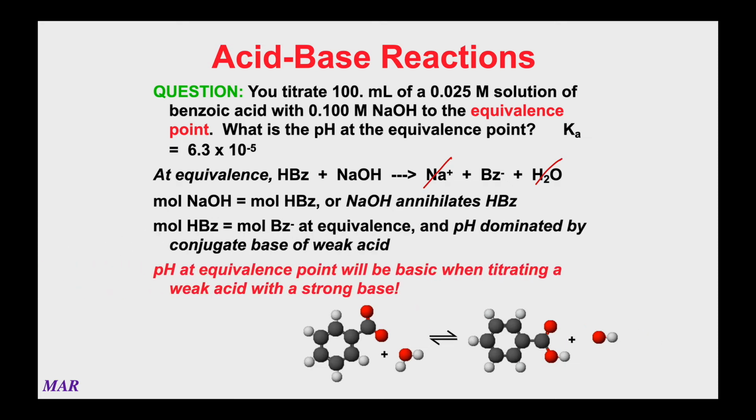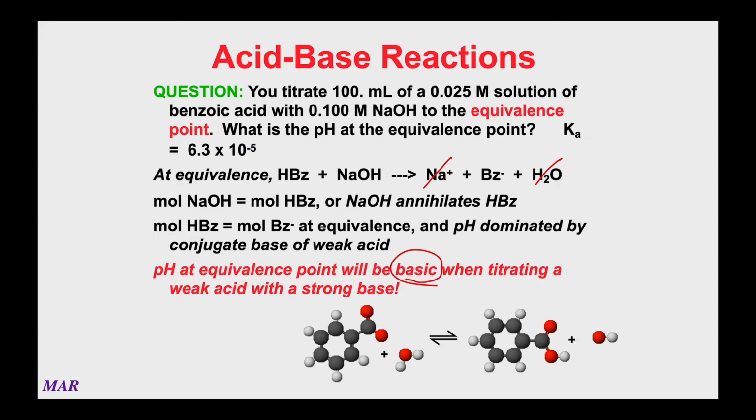Benzoate, the conjugate base of benzoic acid, is a base. So we would expect the pH at the equivalence point to be basic when you're titrating a weak acid with a strong base. It's not from the strong base that it's basic, it's from the conjugate base. That's the only pH generating species outside of water at this point. So you can quickly tell in a titration graph if something is a weak acid or a strong acid. You look at the equivalence point. If the equivalence point is 7, neutral, strong acid plus strong base.